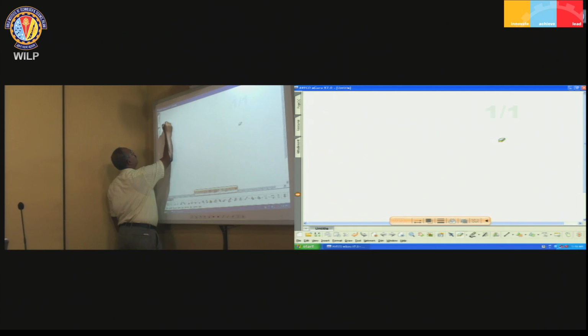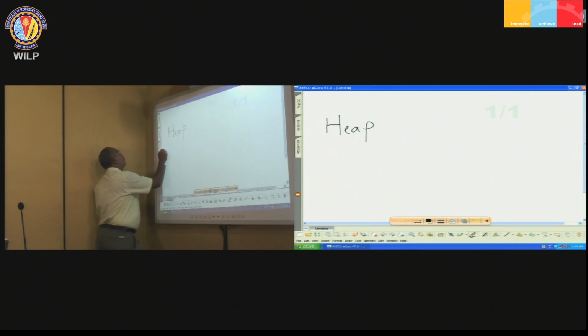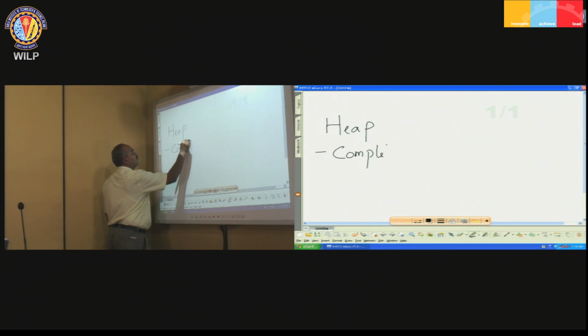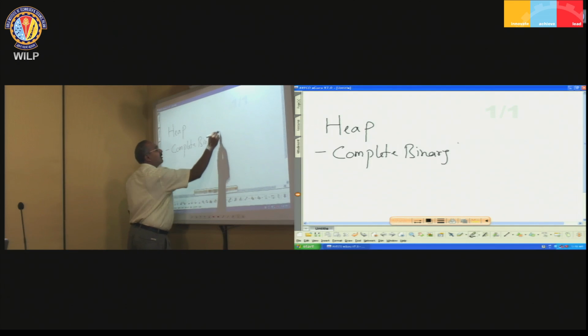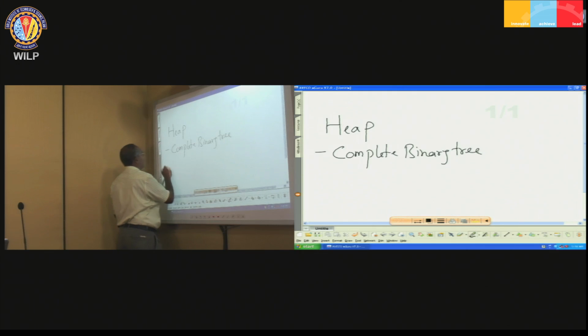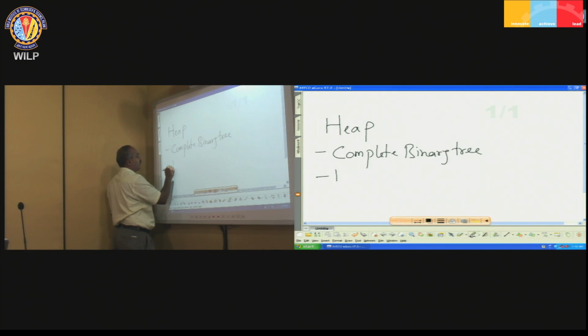The algorithm that we are going to look at is called the heap sort algorithm. We are going to use something called a heap data structure. A heap is a complete binary tree with an additional property called the heap property.